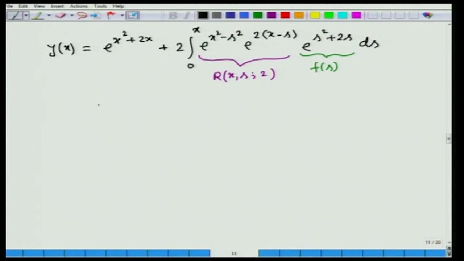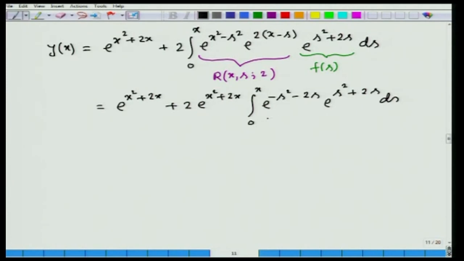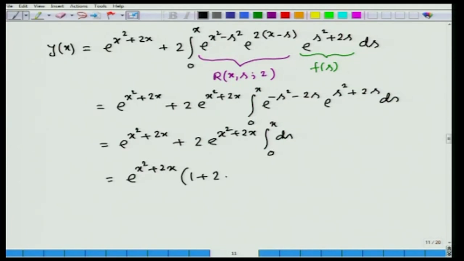And if you evaluate this integral, then for e to the power x² plus 2x plus 2, you can take out e to the power x² plus 2x from here and from here, and we are left with the integral from 0 to x of e to the power minus a² minus 2s times e to the power s² plus 2s ds. So this gives you 1. Ultimately, we have e to the power x² plus 2x plus 2 e to the power x² plus 2x times the integral from 0 to x of ds, and this is equal to e to the power x² plus 2x, this entire quantity multiplied with (1 plus 2x). So this is the solution to the given Volterra integral equation of the second kind.